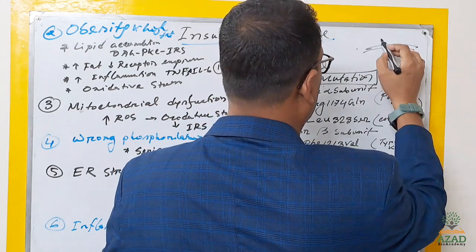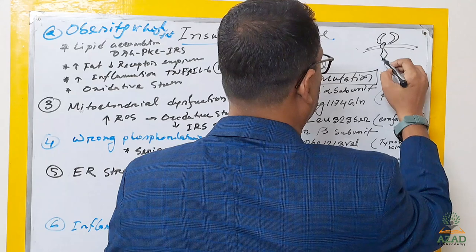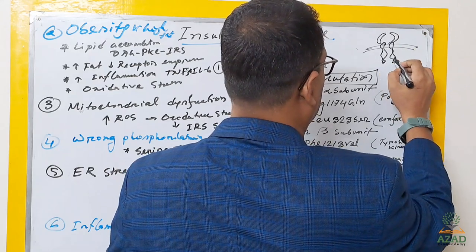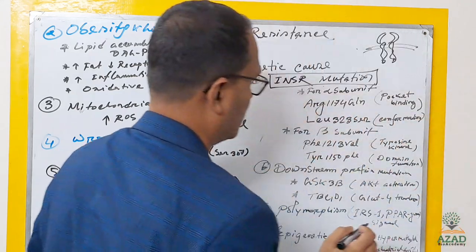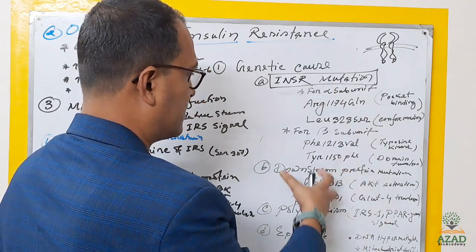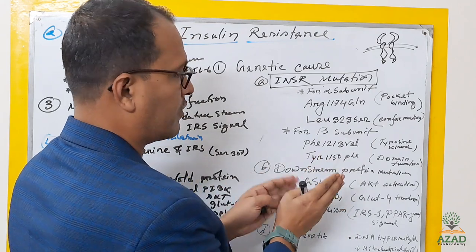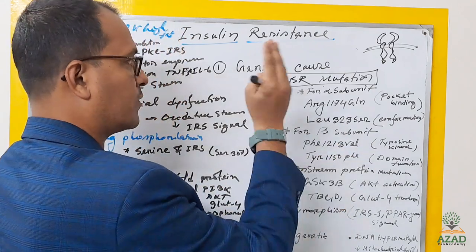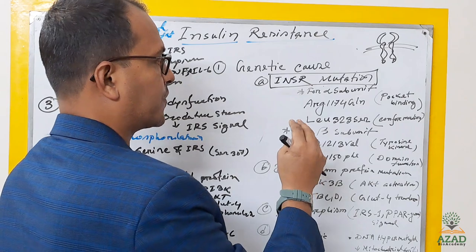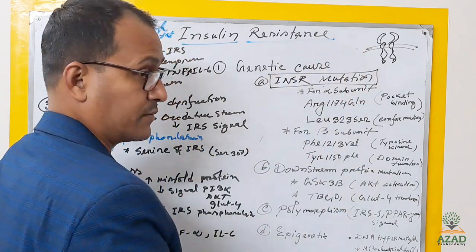If you draw it, this is your alpha subunit, and this is your beta subunit of the insulin receptor. If you have any problem regarding different types of parameters, which will come later, then you must go to my previous video to make your concept clear, and then come again here.